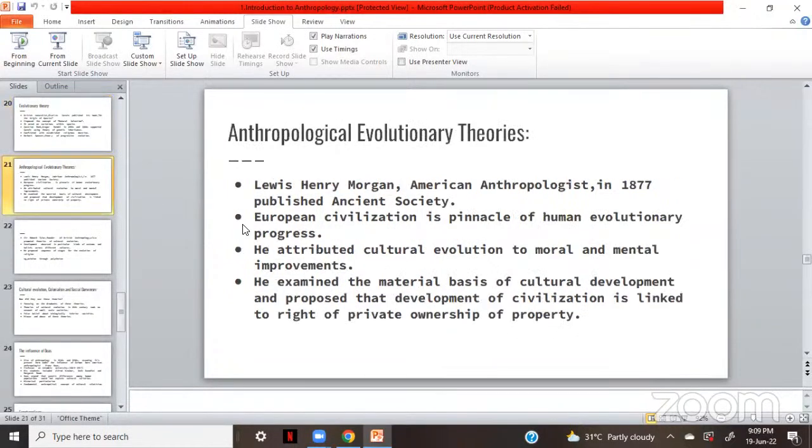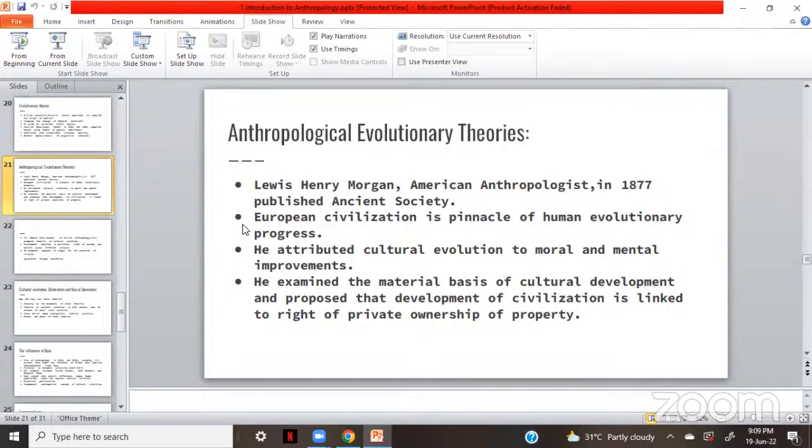Now, anthropological evolutionary theories. There are different anthropological evolutionary theories. During the late 1800s, many anthropologists promoted their own models of social and biological evolution. We're going to study one of them. The first was given by Lewis Henry Morgan, an American anthropologist, in 1877. He published Ancient Society. His theory argued that European civilization was the pinnacle of human evolution.